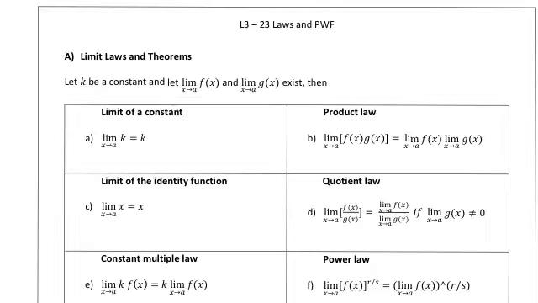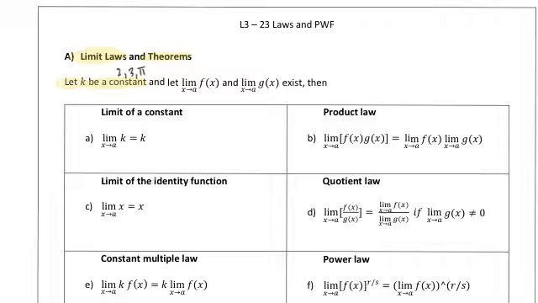Okay, this is a video about limit laws and piecewise function limits. So let's go over the limit laws first and limit theorems. In these laws, k is a constant. A constant in math just means a number, right? So it's 2, 3, pi, these are all constants.